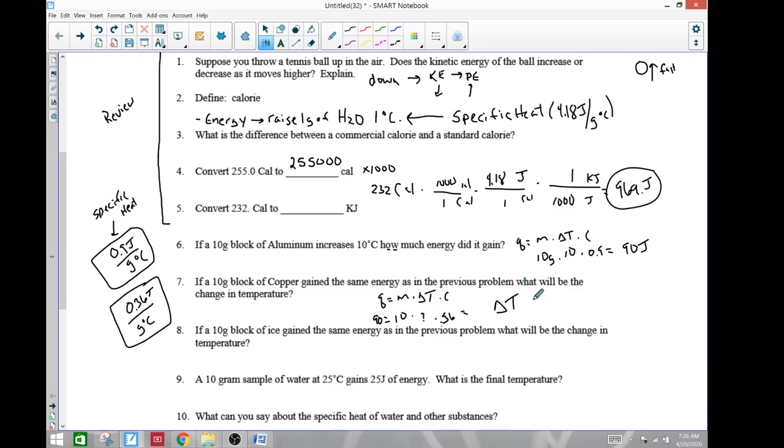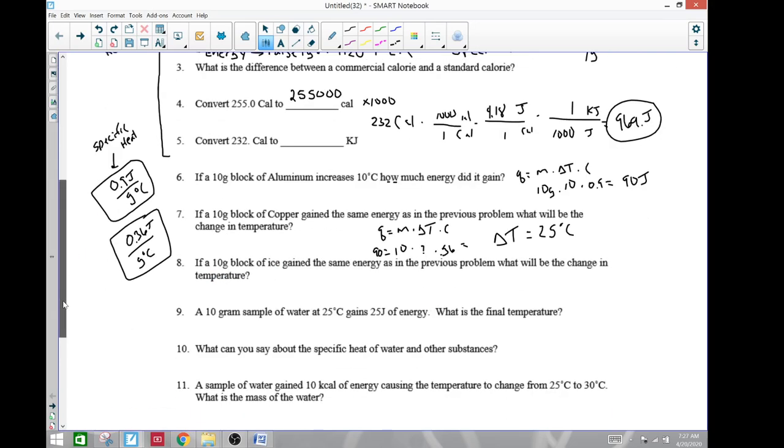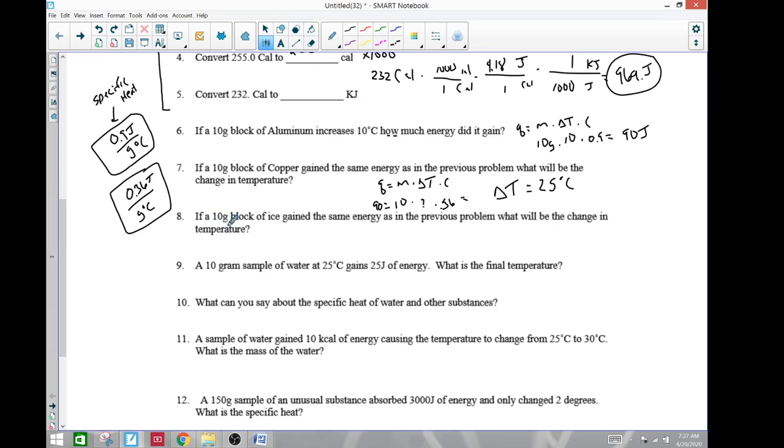Okay, so this equals 25. You're saying it's not 3 times 10, but it would be if this was 0.3, exactly 1/3. All right, so 10 grams of ice gain the same energy as the previous problem.